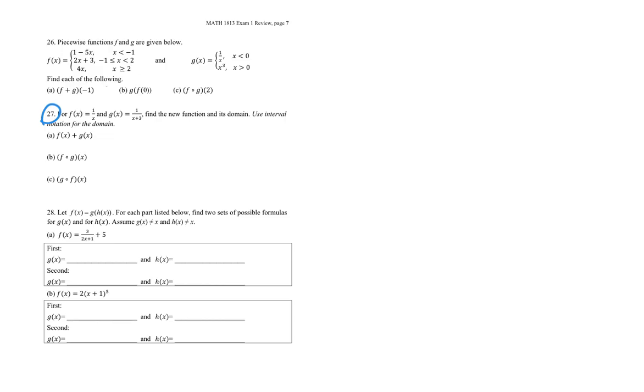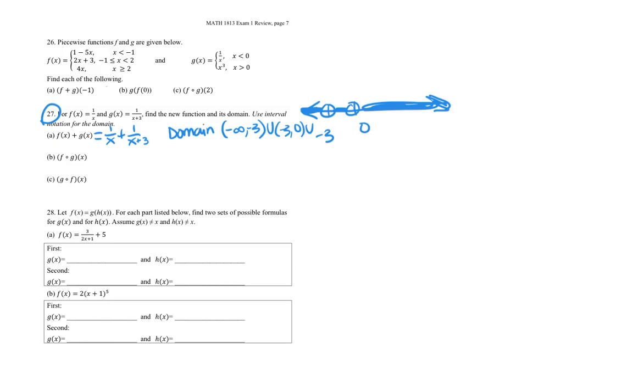So I'm given a f and a g, and I want to find a new function and its domain. So f of x plus g of x is going to be equal to 1 over x plus 1 over x plus 3, and I can leave it just like that. And the domain will be everything except for 0 and minus 3. So if I draw that out on a number line, that's going to be anything less than minus 3, anything between minus 3 and 0, and anything greater than 0. So if I write that in interval notation, that'll be negative infinity to negative 3, union, negative 3 to 0, union, 0 to infinity.